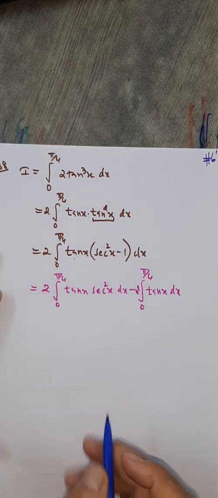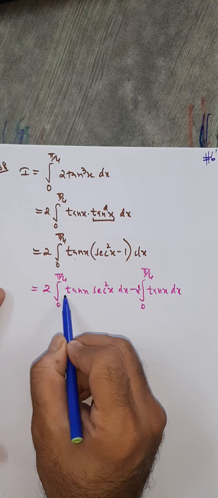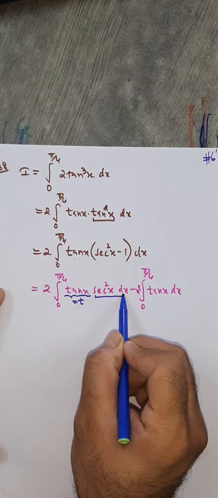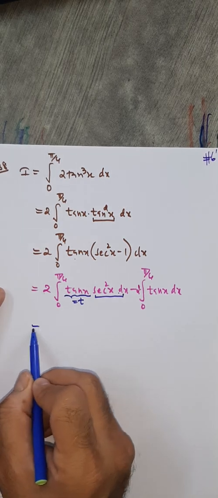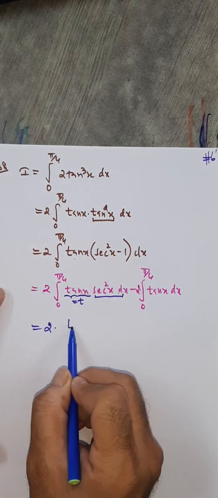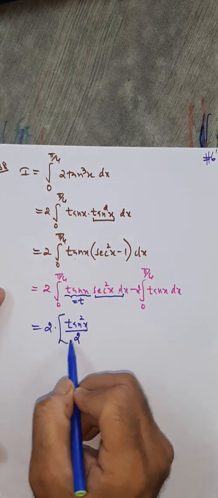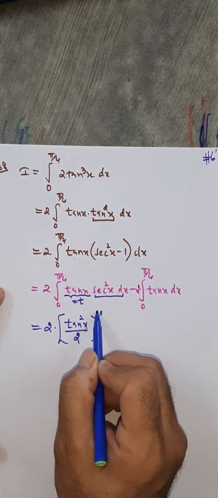Okay, now how will we do this? You just recall, you take this as t, for example. So this becomes dt. So this is t dt. So t square by 2, that is tan square x by 2, with limits 0 to pi by 4.